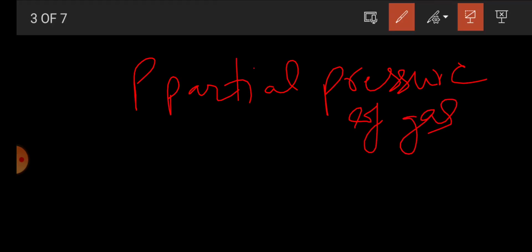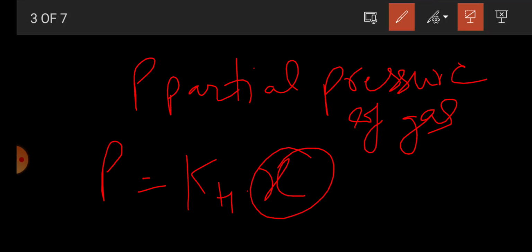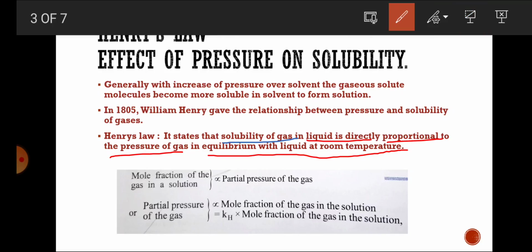So by the relation you can say that P is equal to kh times x. I told you x is the mole fraction of the gas, P is the partial pressure of the gas, and kh is the Henry constant. So there is a relationship between the partial pressure, mole fraction, and Henry's constant.